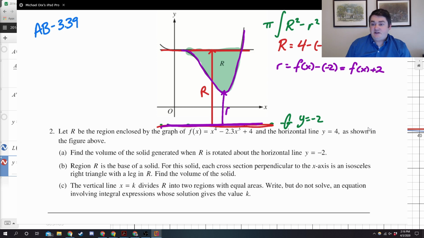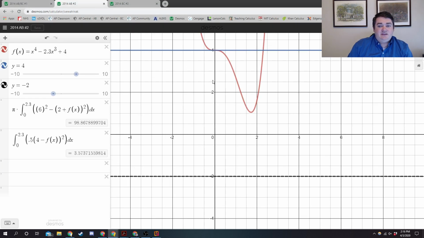So we'll call that f of x plus 2. So once I have these values, I'm going to create an integral. I guess I need my bounds still. I need to know where these intersect each other. So let me look at my graph.